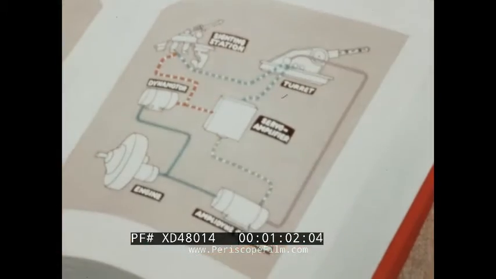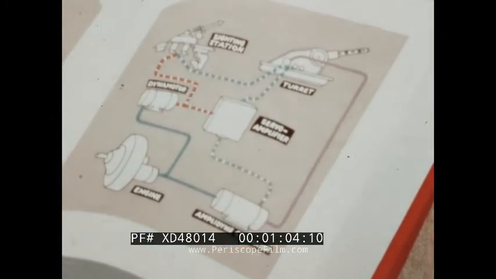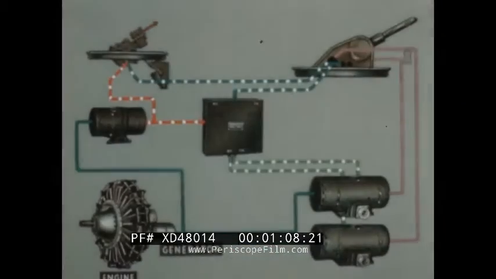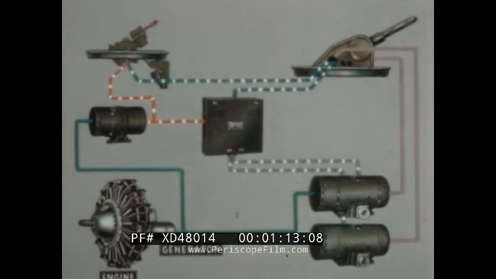Here in this picture, the basic circuits of the electric control will be developed and their operation explained. Power for operation is taken from the plane's direct current supply.